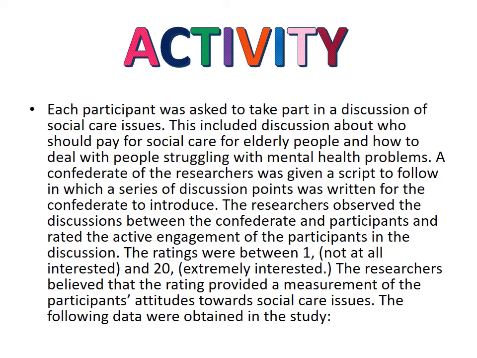The researchers observed the discussions between the confederate and the participants and rated the active engagement of the participants in the discussion. The ratings were between 1, showing not at all interested, and 20, extremely interested. The researchers believed that the rating provides the measurement of the participants' attitudes towards social care issues. So the higher the rating, like if they got a 20, wow, they must be really interested in social care. If they're 1, oh, they don't care about old people. So this would be an example of ordinal data being used.